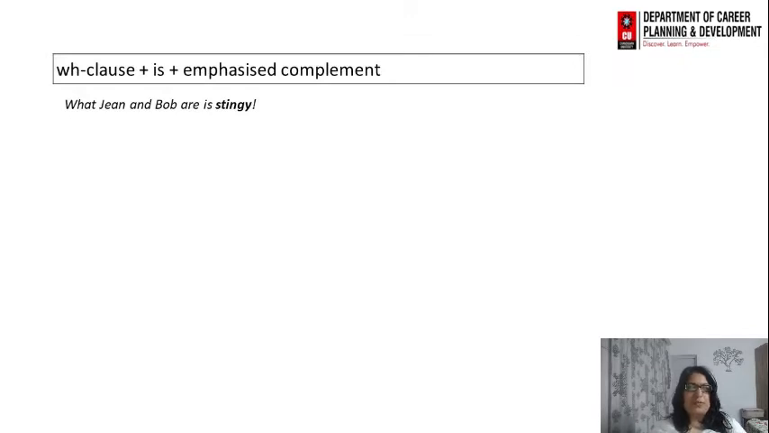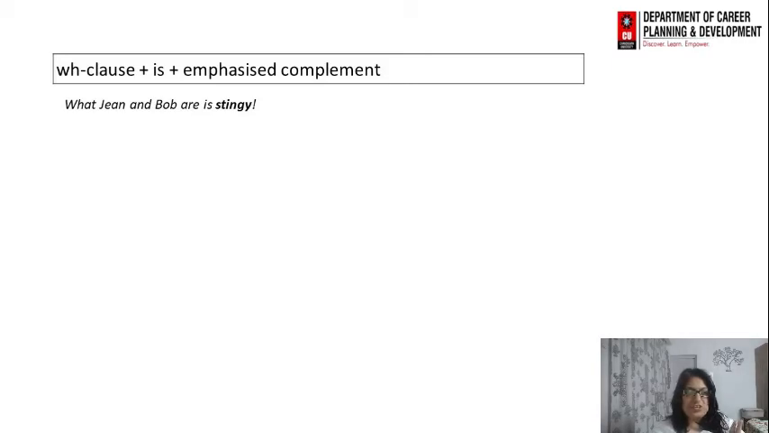So we can also use WH clefts to highlight a verb complement. For example, if we want to highlight the complement stingy in a sentence, let's say with two people, Jean and Bob, and we want to say that they are stingy, we can say: what Jean and Bob are is stingy. We can use this pattern most often when we want to express our opinions of something or somebody using an adjective. Let me give you another example.